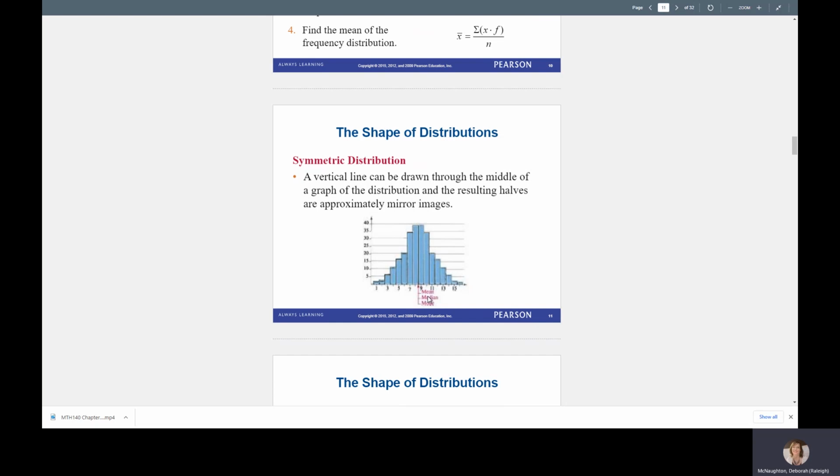In a symmetric distribution, it's hard to see here, but the mean, the median, and the mode are all in the middle, because these values occur like 39 times, both of these in the middle. It looks like it's maybe 8 and 9. Yeah, 8 and 9 each occur 39 times. So the mean, median, and mode are all 8.5.